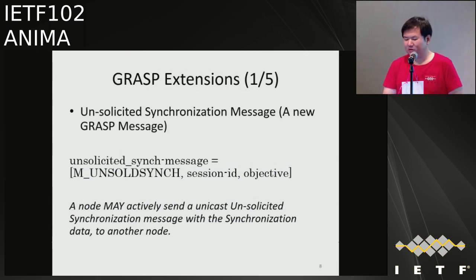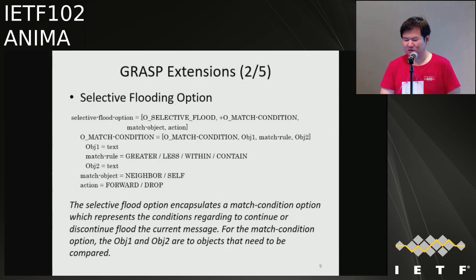Okay, the following are some specific extensions to GRASP. The first one is a new message called unsolicited synchronization, because current GRASP only does synchronization when there's a request message, but sometimes it will need to actively push the information. So we need to define a new message for that. Next, please.